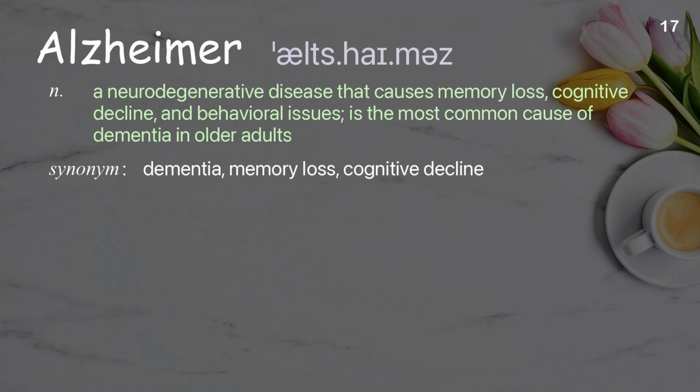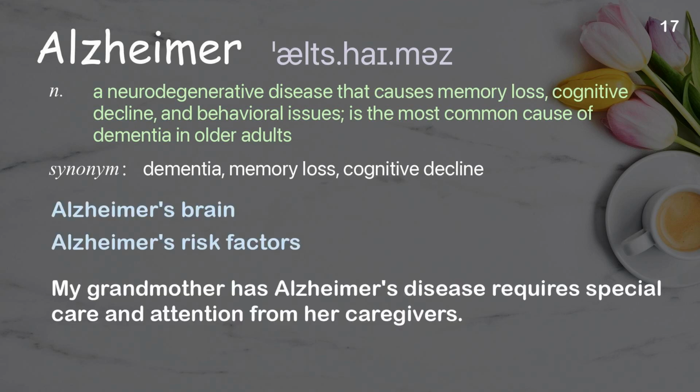Alzheimer. A neurodegenerative disease that causes memory loss, cognitive decline, and behavioral issues, and is the most common cause of dementia in older adults. Examples: Alzheimer's brain. Alzheimer's risk factors. My grandmother has Alzheimer's disease, which requires special care and attention from her caregivers.